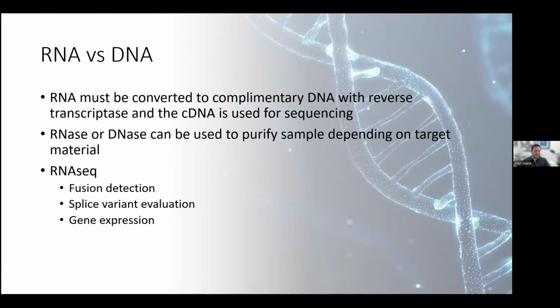So RNA must be converted to complementary DNA with reverse transcriptase, and then we use that complementary DNA for sequencing. Once we have extracted DNA or RNA, we could use RNases or DNases to remove the other one, the one that we're not interested in sequencing, depending on the target material. So RNA-seq is helpful for fusion detection because of what we mentioned previously.